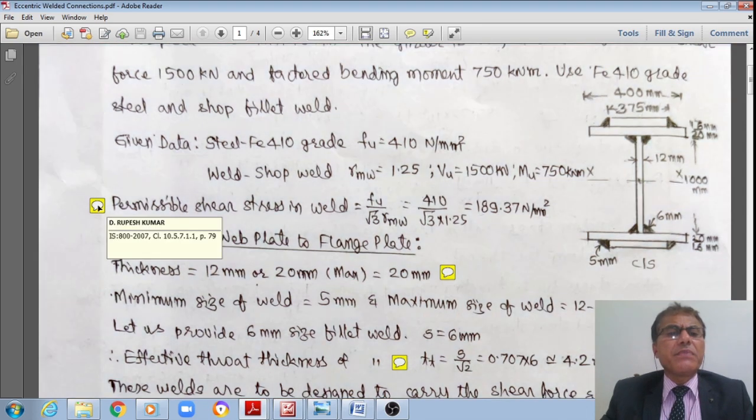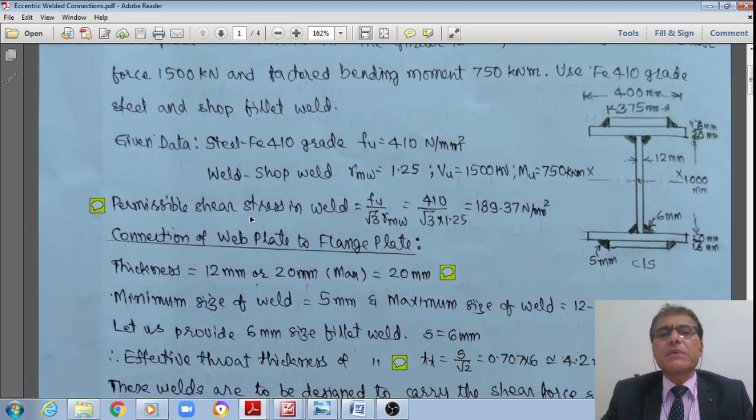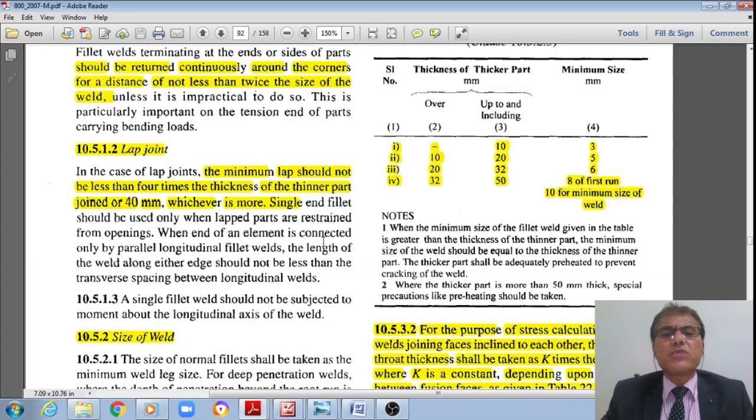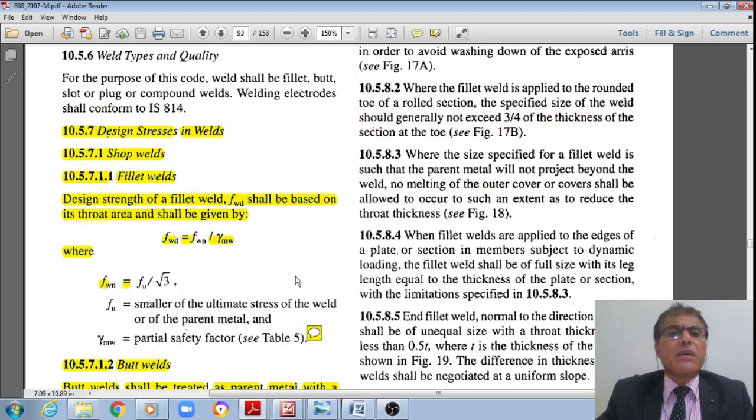And even from this IS 800 2007 clause 10.5.7.1.1, just now we have seen that from page number 79. Let me go to that page number 79, student. The design strength of this fillet weld, FWD, is equal to Fu divided by root 3 divided by gamma mw.